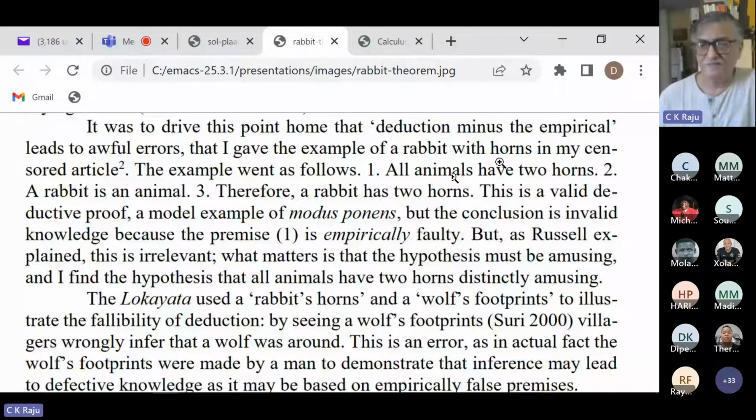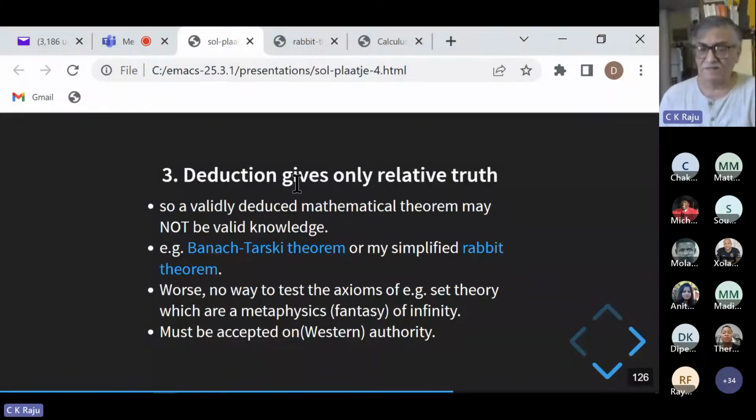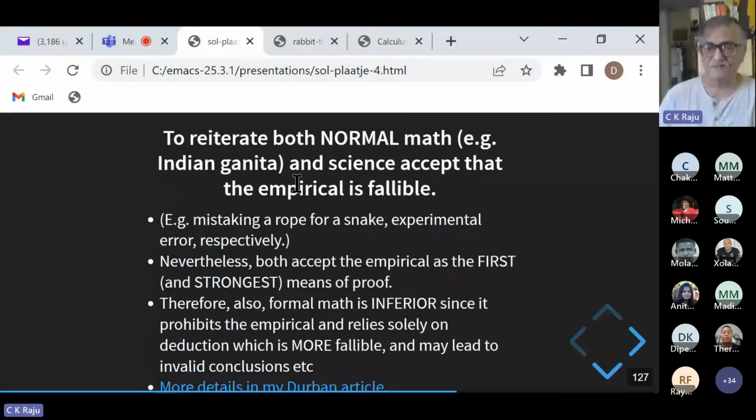The proof is valid, but the theorem is nonsense because it is relative. Theorems are relative truths, relative to the axioms. And the axiom that all animals have two horns is wrong, but it is an axiom. You can only prove it wrong empirically. You can't prove the axioms of mathematics false empirically. There is no way to apply empirical proof to the axioms of set theory.